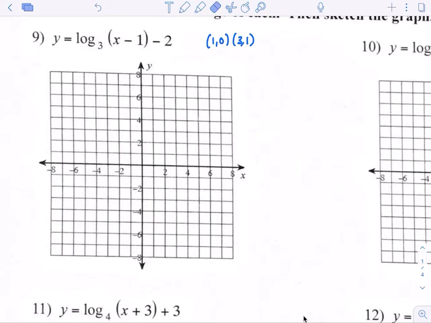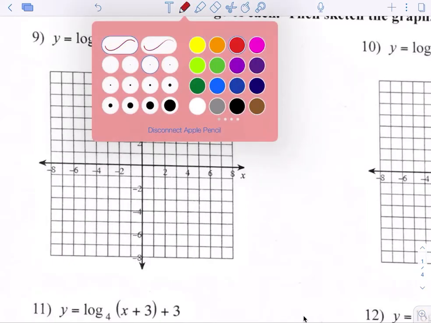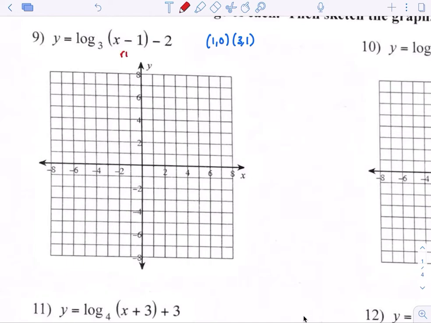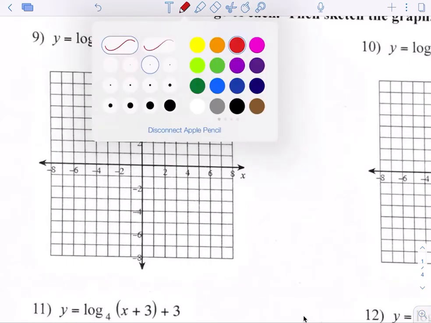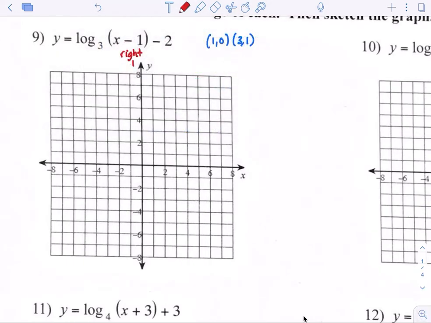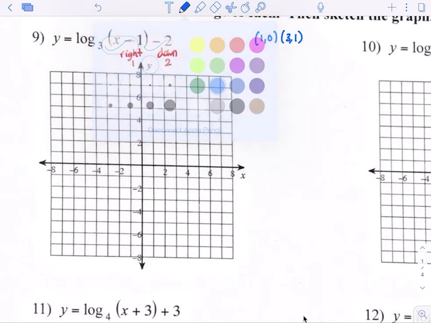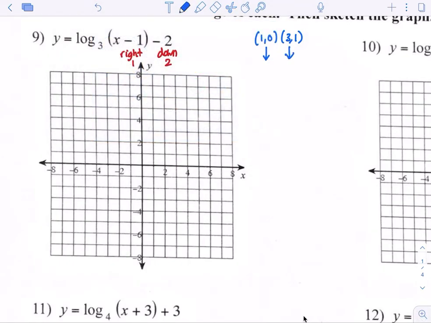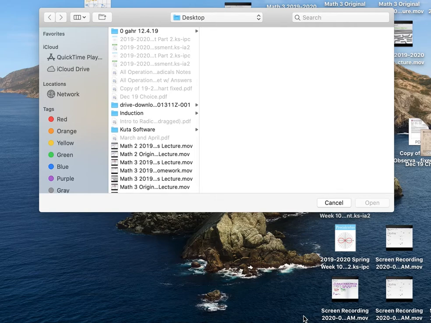Now, let's look at your transformations. Right 1 and down 2. So that means, I'll move this over here, when you make your transformations of these parent function coordinates, it's going to go plus 1 for the right.